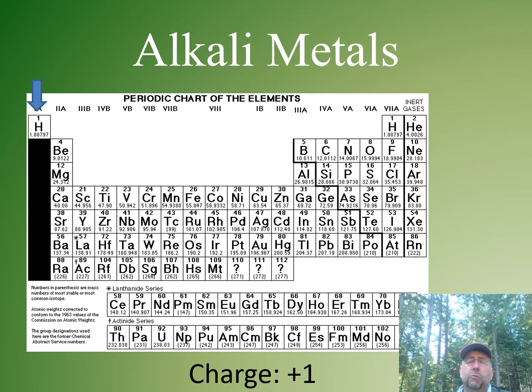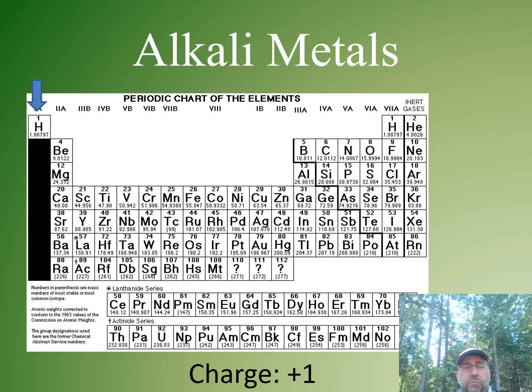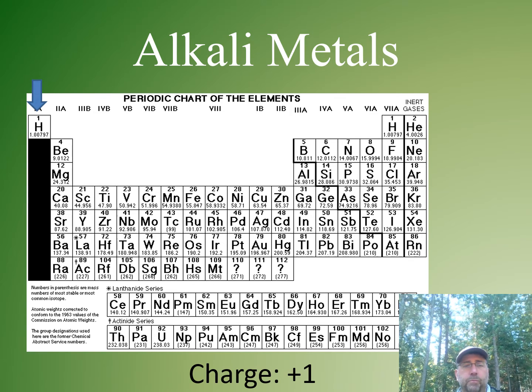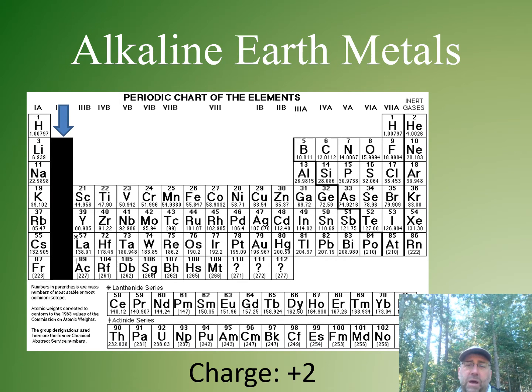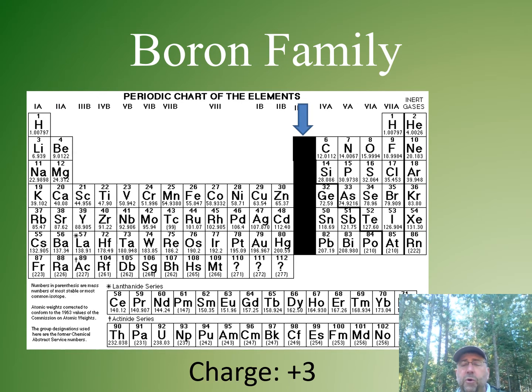There are general rules of thumb that are easy to follow with this. Alkali metals always make ions with a plus 1 charge. They have 1 valence electron. You get rid of that, you're a plus 1 charge. Alkaline earth metals have a plus 2 charge. 2 valence electrons, get rid of the 2, you've got a plus 2 charge. As we skip over to group 13, the boron family, they have 3 valence electrons. You can get rid of those 3 and have a plus 3 charge.